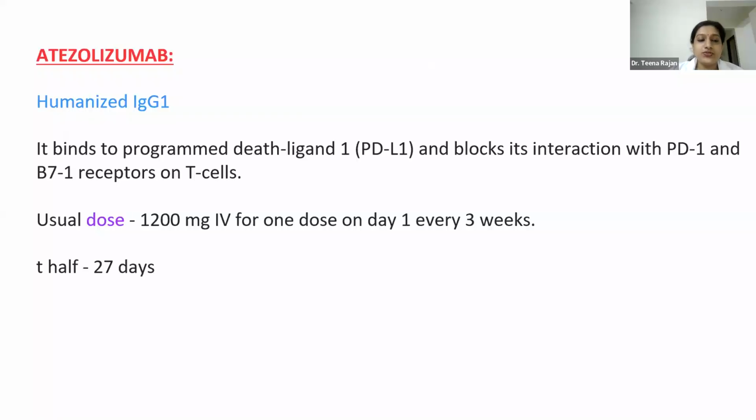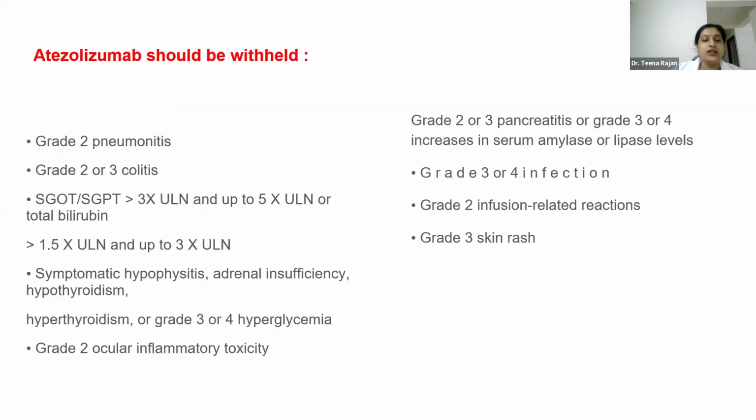Then coming to atezolizumab, it is an IgG1 anti-PD-L1 agent used at the dose of 1200 milligram for one dose, day 1 every 3 weeks. Atezolizumab should be withheld in patients with grade 2 pneumonitis, grade 2 or grade 3 colitis, any symptomatic endocrinopathies like hypophysitis, adrenal insufficiency, hypothyroidism, hyperthyroidism, or grade 3 or 4 hyperglycemias.